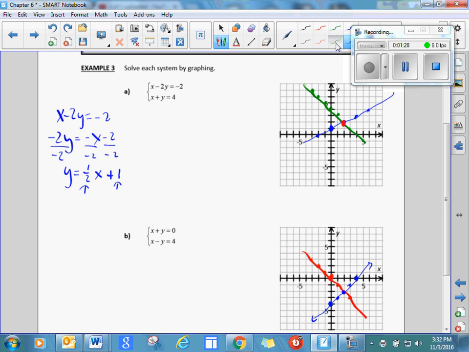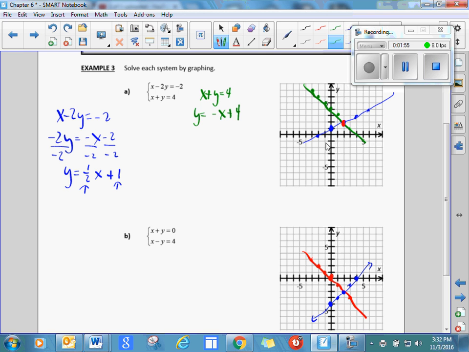The second one, I graphed in green, x plus y equals 4. That's a little bit simpler. We'll just move the x over: y equals minus x plus 4. And our slope is negative 1, and our y-intercept is 4. I graphed that one in green. I started at 4. My slope is negative, so my line is going to fall from left to right. And I simply went over 1, down 1, falling left to right.